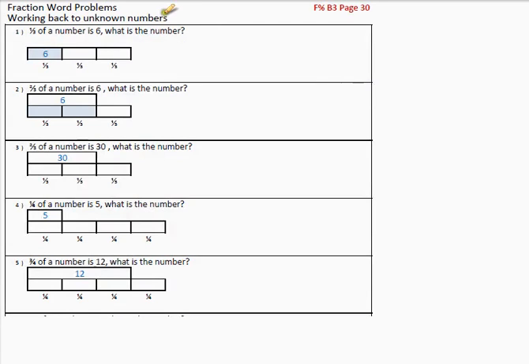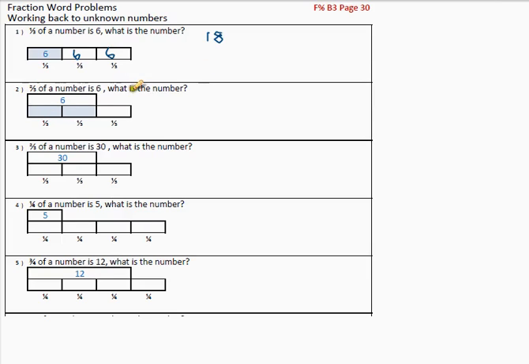Fraction word problems, working back to unknown numbers. Now, if I say to you 1/3 of a number is 6, what is the number? The best way to see that problem is with this diagram here. We would think we have thirds, split it up in 3, and one of them is 6. Now, can you see that this will be 6 also, and that will be 6? In other words, what would the number be? 18.